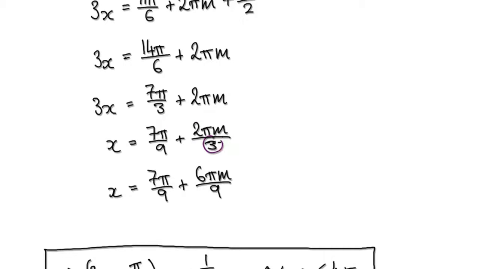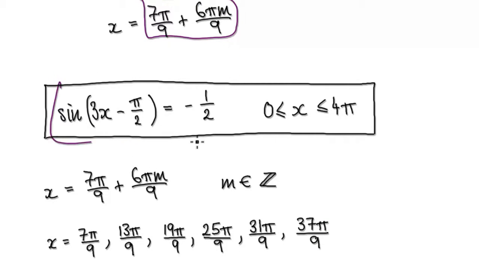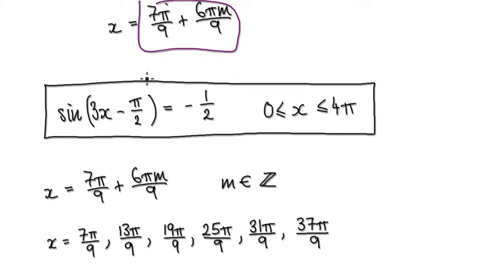And then now get the two denominators to be the same. So times top and bottom by 3. So that will then give us this thing here. So from here we can easily solve this. So our first solution would be, this is our set of solutions here, where m can be any integer.